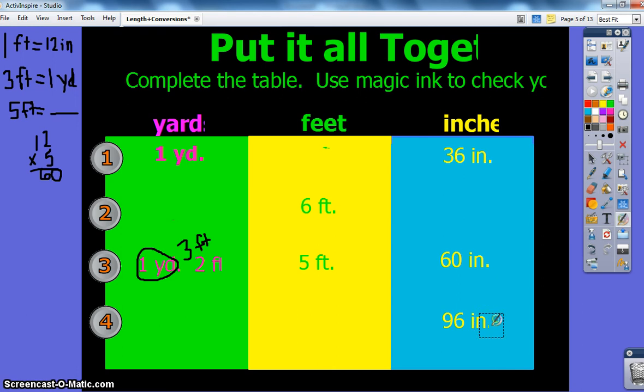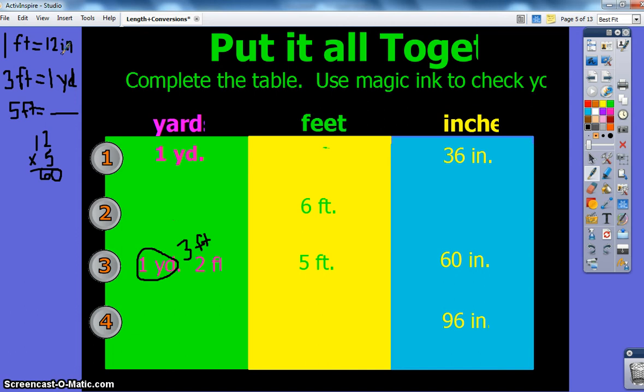You have 96 inches. I want you to take 96 inches and try to figure out how many feet that would be. So you're going from a small unit to a larger unit. So what operation are you going to do? From a small unit to a large unit, you're going to have to divide. Okay, so you're going to use this conversion right here. 1 foot equals 12 inches.